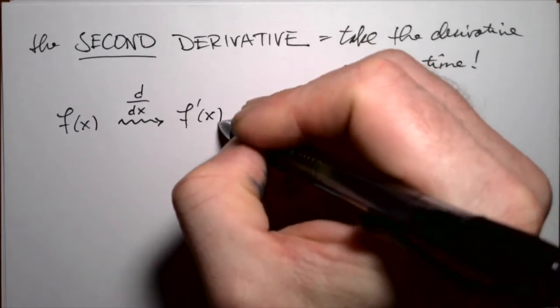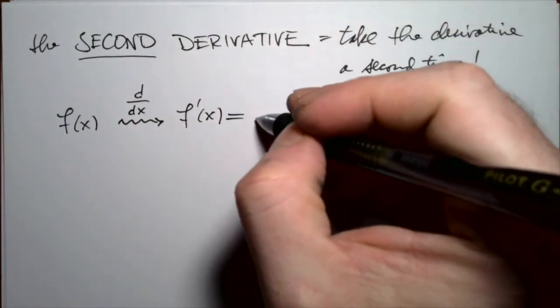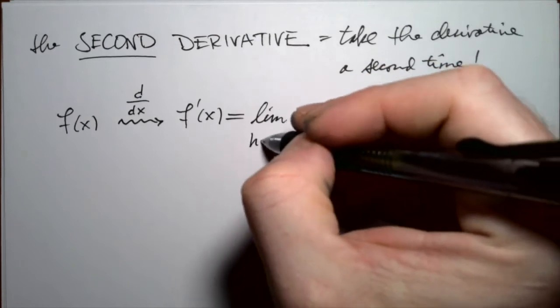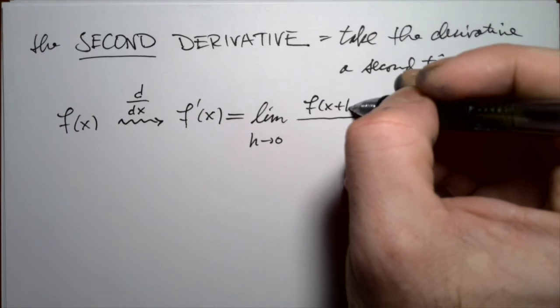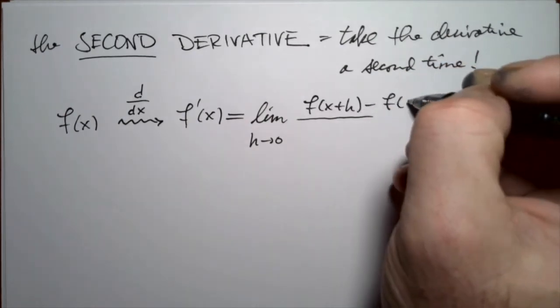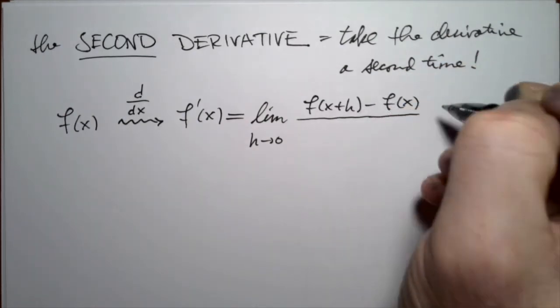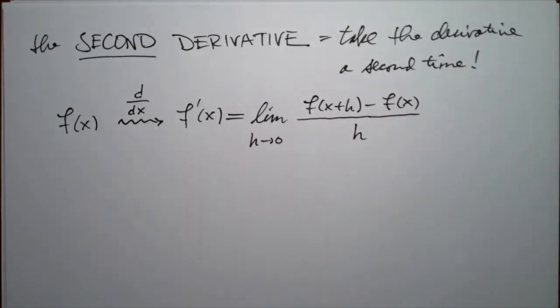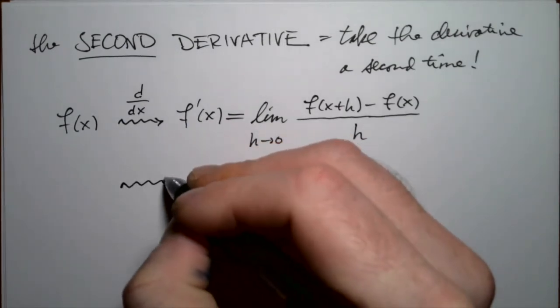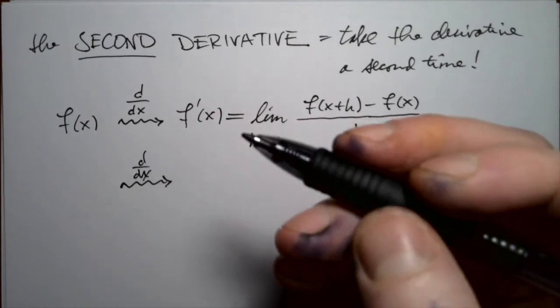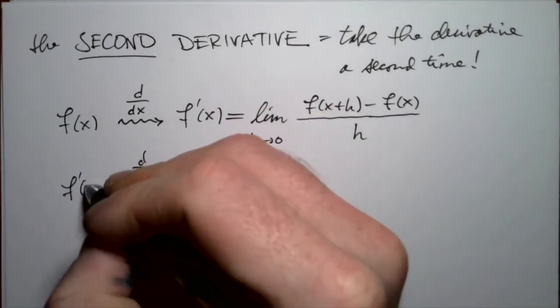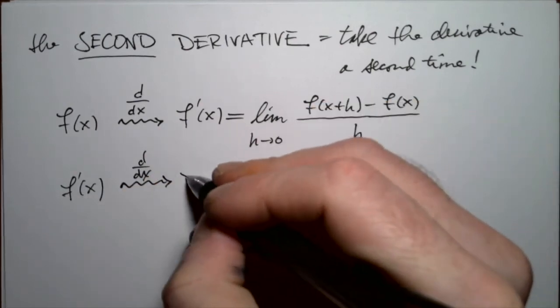So if we take the derivative once, we get the derivative function. Remember, that's given as the limit of the slope of the secant lines, or in other words, as the limit of f of x plus h minus f of x over h as h goes to 0. That was just our definition of the derivative. And now what I'm saying is, hey, we can just do that again. Let's just take the derivative of f prime. So you can think of this being the same process, but starting from f prime.